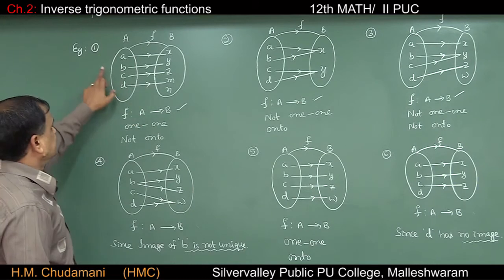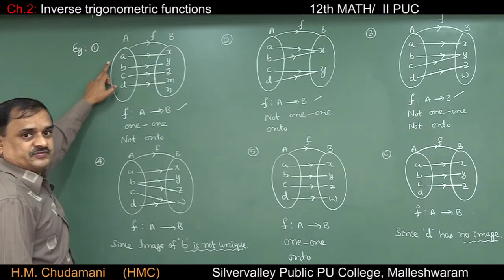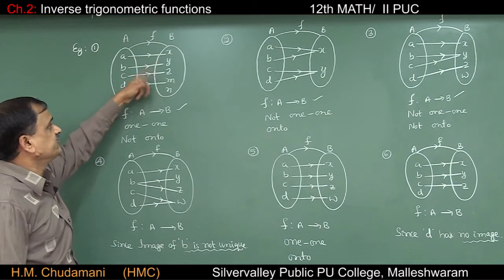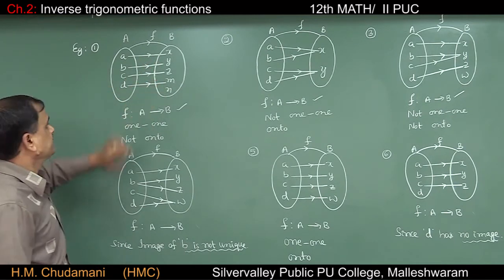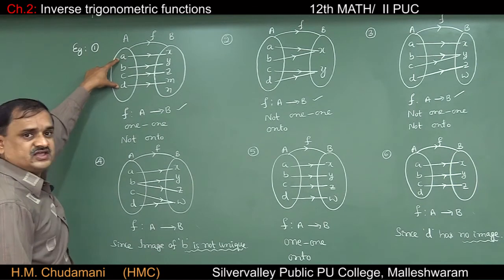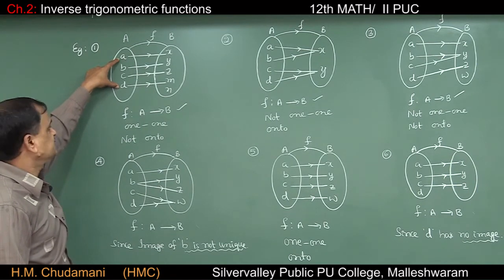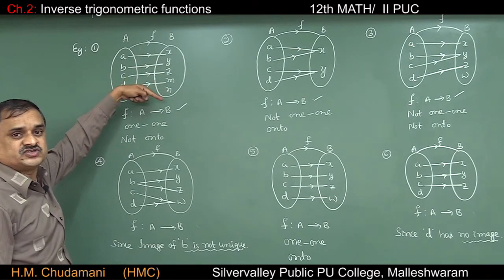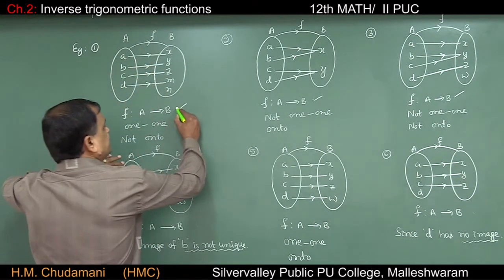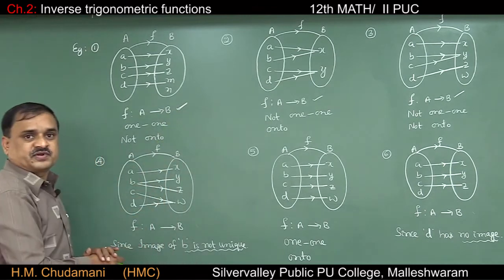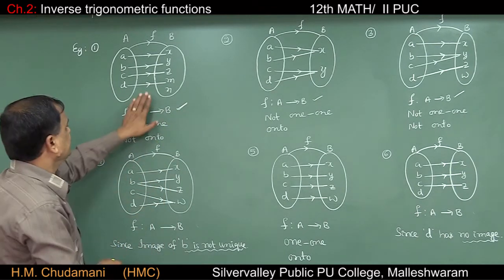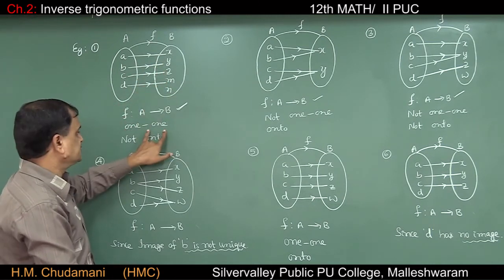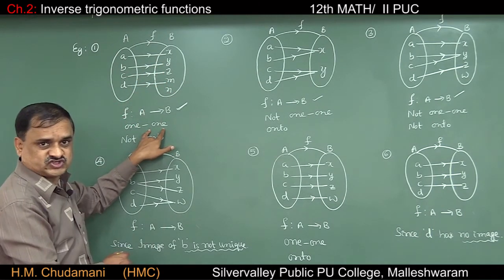Take a few examples. So in the first example, the set A consists of a, b, c, d. B consists of x, y, z, m, n. See clearly, each and every element of the set A is associated to a unique element of the set B. That's why this is a function. f from A to B is a function. See, different elements have different images. That's why it is one-one function.